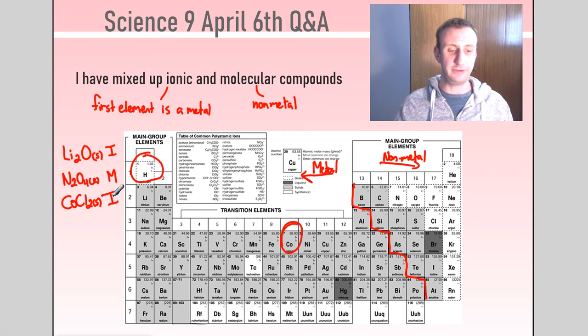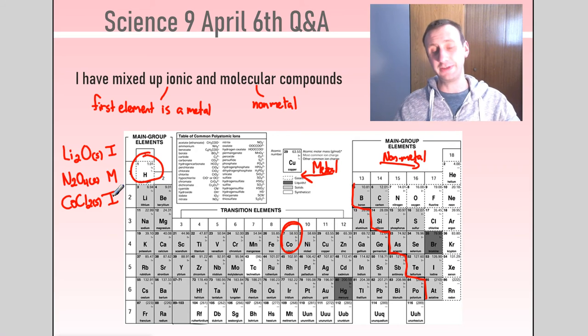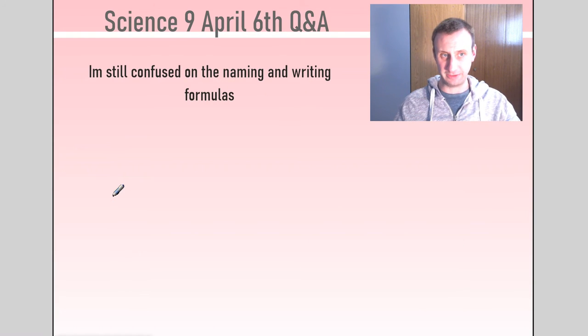That's how you tell. You just look at the elements it has, the first element specifically, and see if it's a metal or a non-metal. If it's a metal, it is ionic. If it's a non-metal, it is molecular.